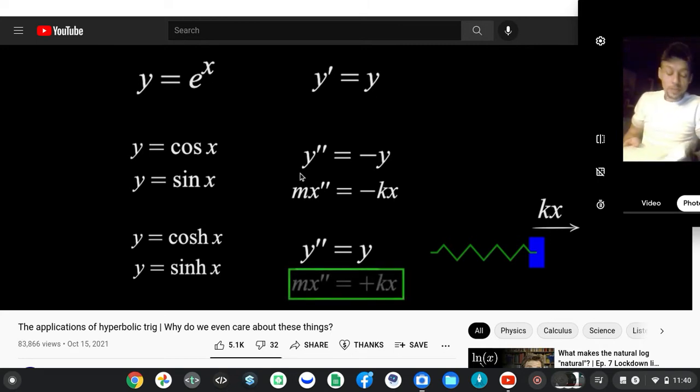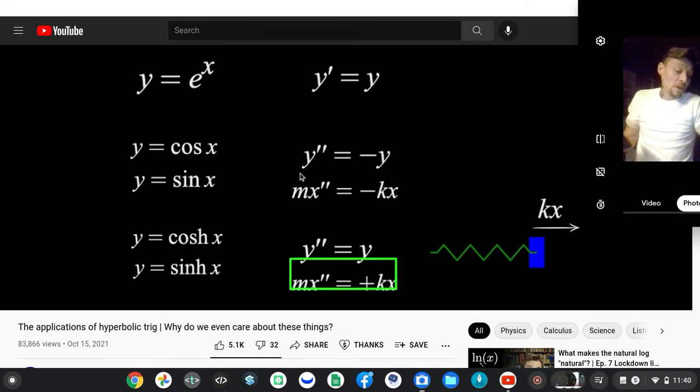So with this equation, which is kind of the same, with a positive kx, this matches the differential equation we see here. So the solution would be hyperbolic sine and hyperbolic cosine.